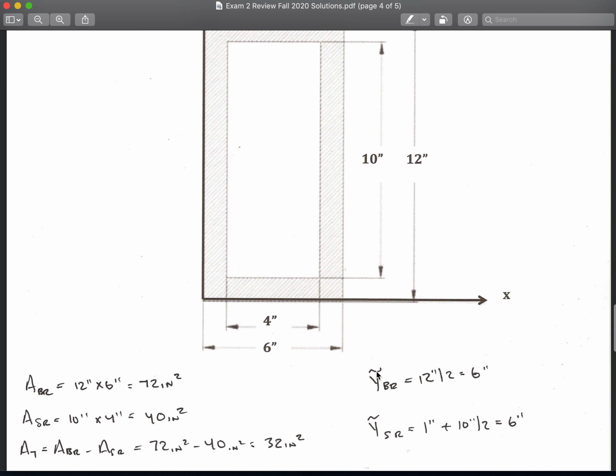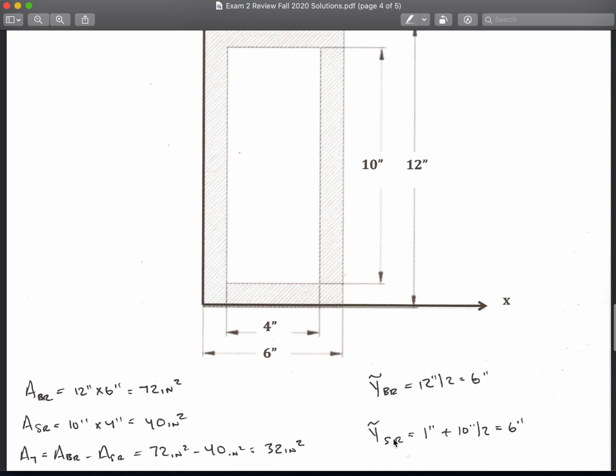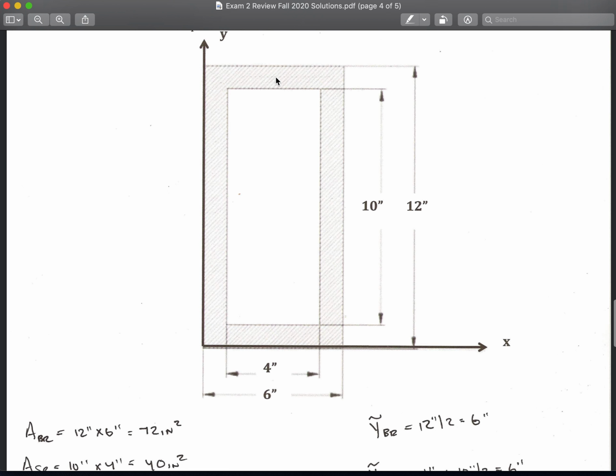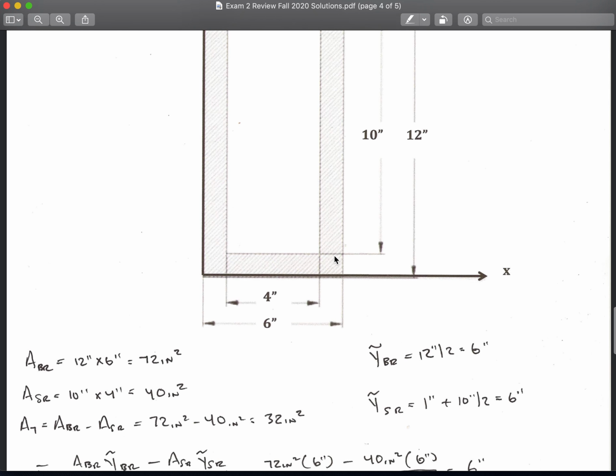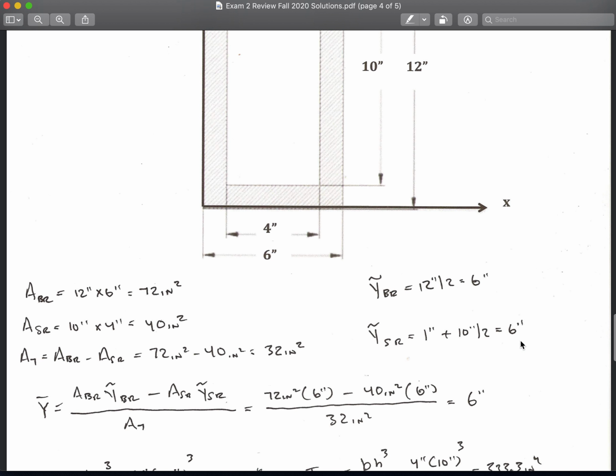Okay, now the y squiggles of the big rectangle. Big rectangle has a height of 12 inches. The centroid acts in the middle of that, which is 12 inches divided by 2 equals 6. Okay, y squiggle for the small rectangle is 1. This distance from here to here is 1. Distance from here to here is 1. So that is 1 plus 10 divided by 2, which gives me 6.